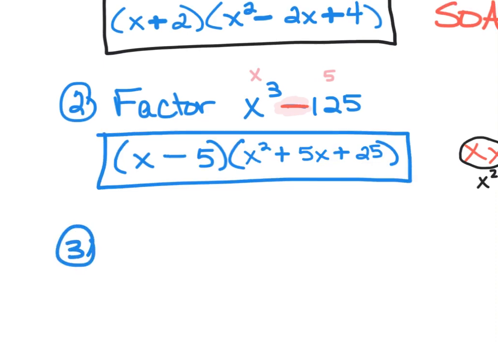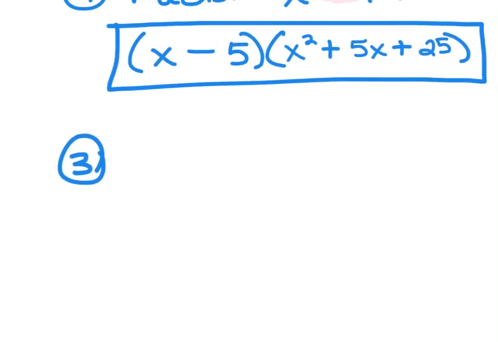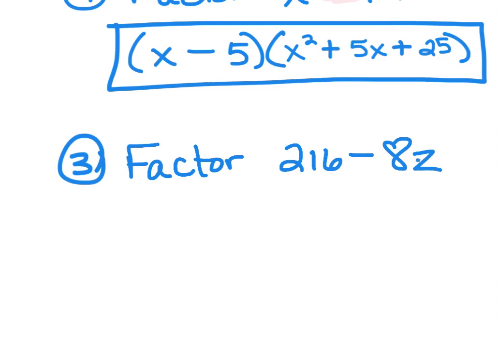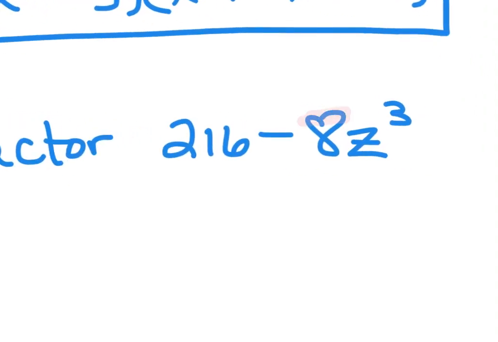Now, of course, these problems can get trickier, so let's try one that's a little bit more difficult. Let's say that I ask you to factor 216 minus 8z to the 3rd power. Well, when I look at this, I know that 8 is a perfect cube. The cube root is 2. And I know that z cubed is a perfect cube, and that the cube root is z. So the cube root of 8z cubed is 2z.